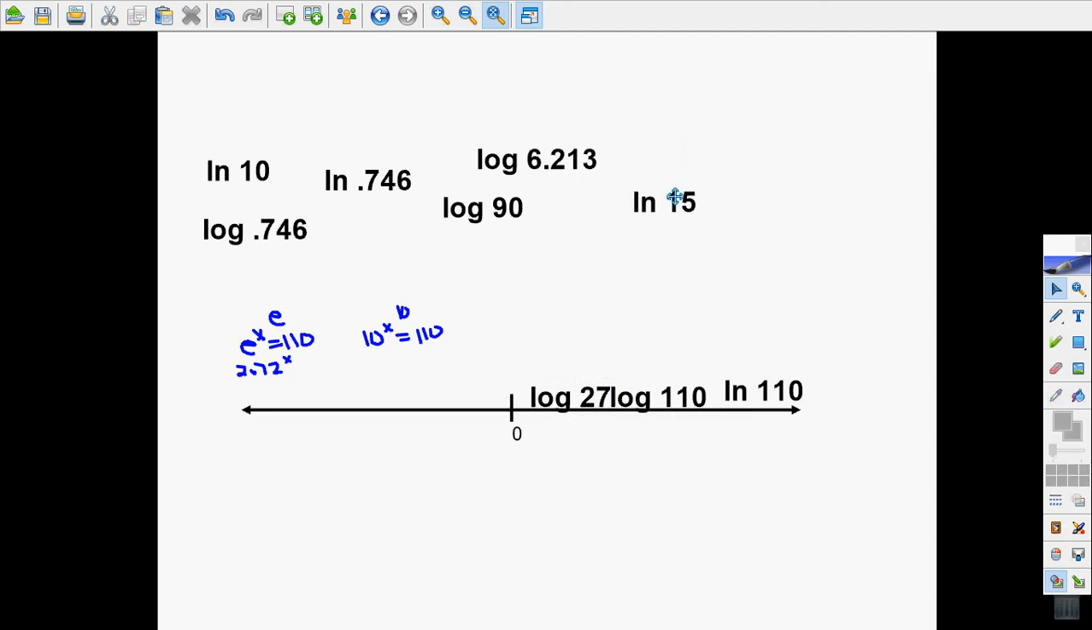Natural log. E to the how many powers makes 15? So E is 2.72. So how many times am I going to have to make 2.72 times itself to get 15? So that's almost 3. So 3 to the first power is 3. 3 to the second power is 9. 3 to the third power is 27. So this is probably somewhere between 2 and 27. So somewhere probably around here.